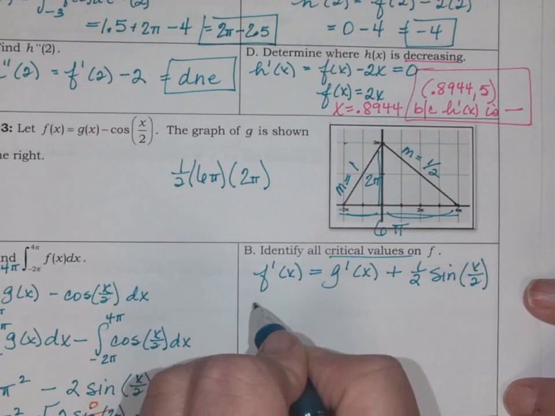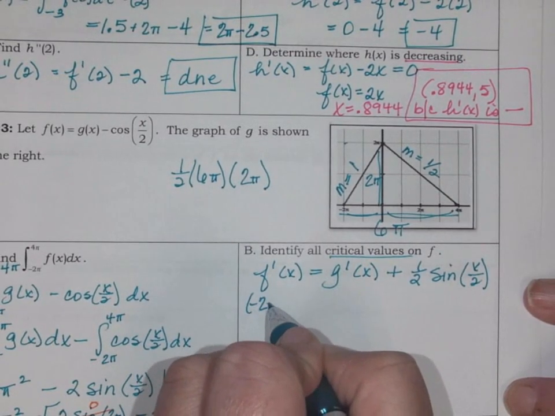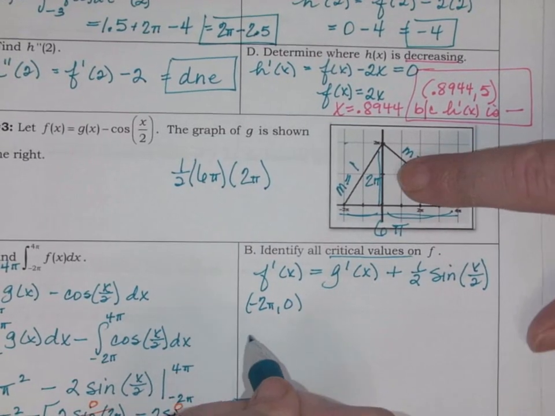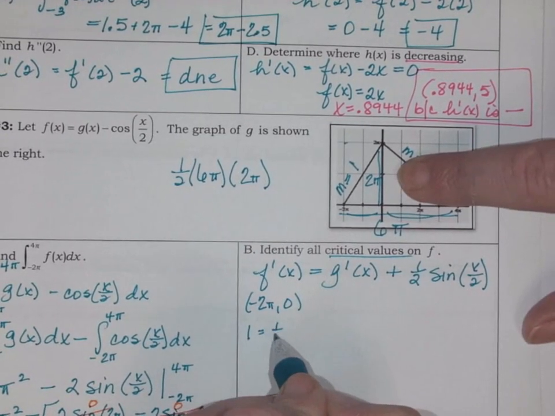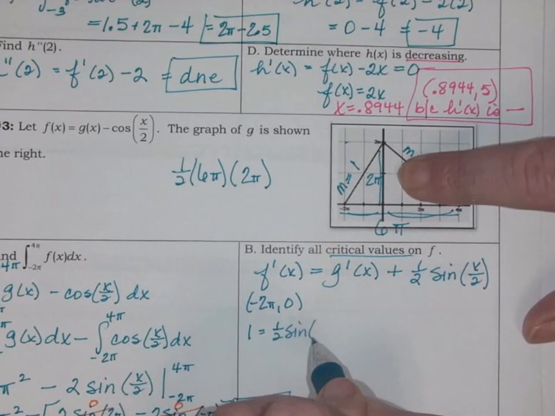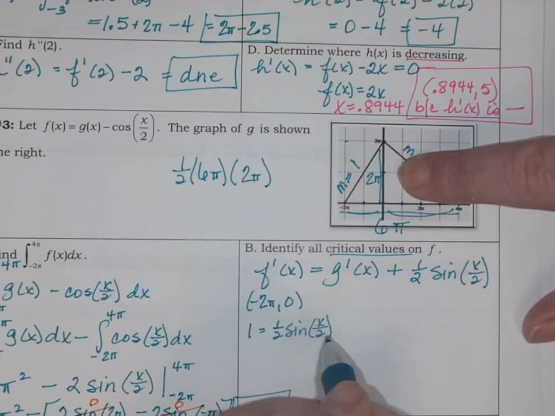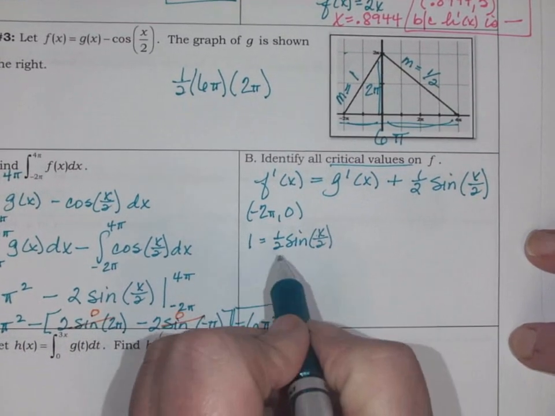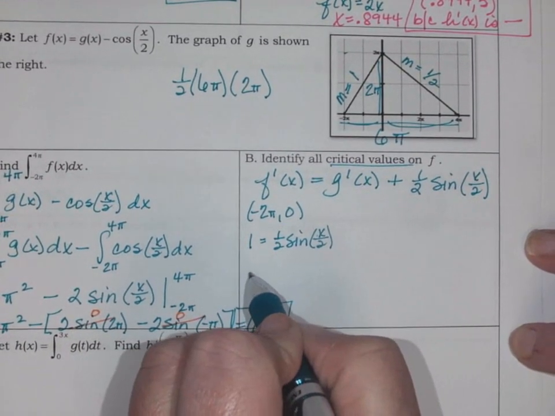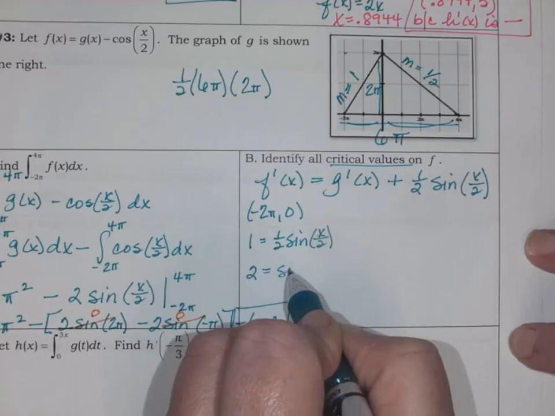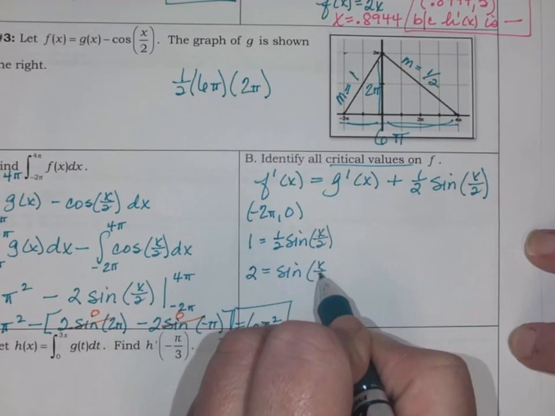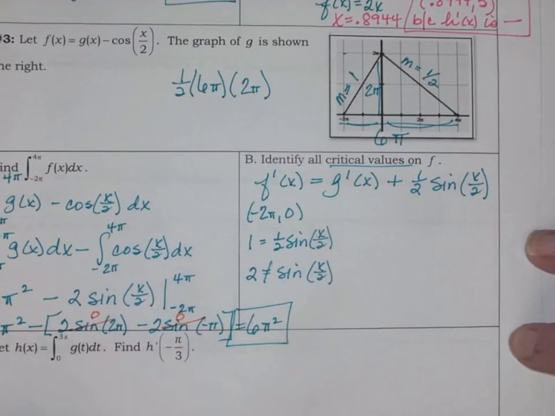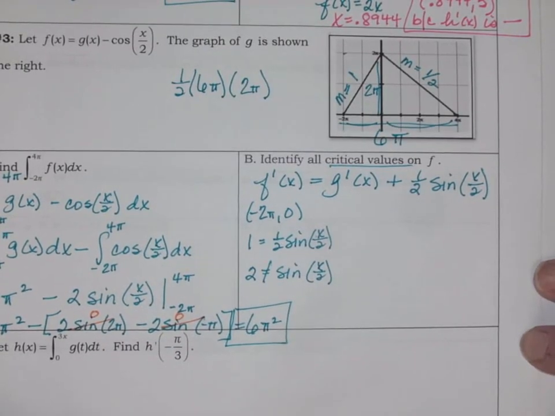So I'm going to have to say from negative 2 pi to 0, we're going to take 1 and set it equal to 1/2 sine of x over 2, and we're going to solve for x. So if I multiply by 2, then that gives me 2 is equal to sine of x over 2. But sine, remember, can't go above 1, so that's not going to give me any answers.